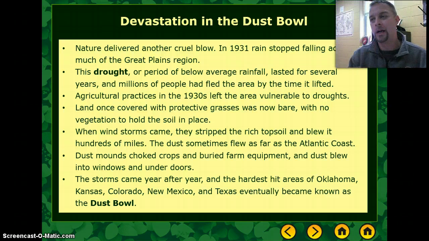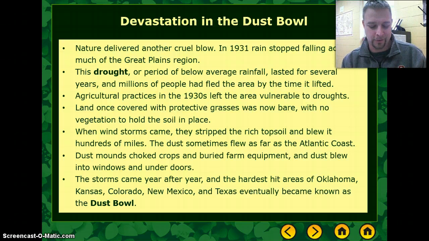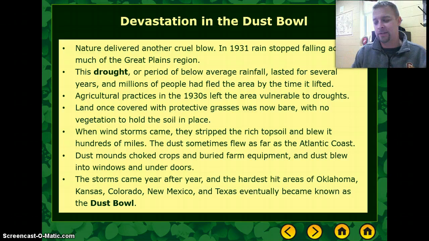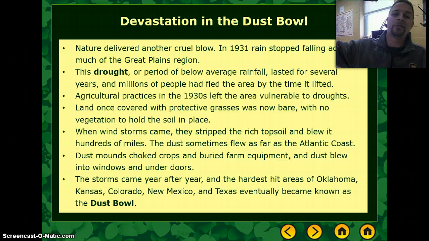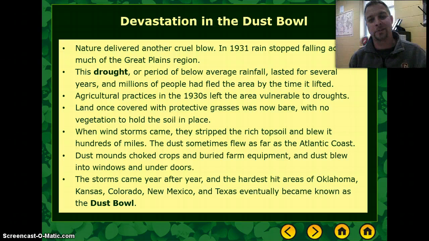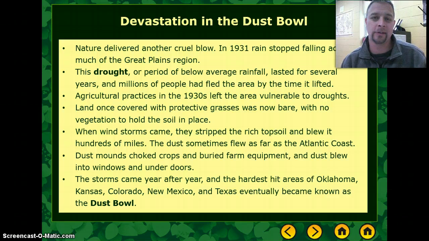My grandmother once told me a story about when she would leave her family's farm to catch the school bus to go to school during those days, that every morning it seemed like the ground was a different color because basically dust had blown in from somewhere else and settled on the ground. So, huge, massive problems for farmers during this time.